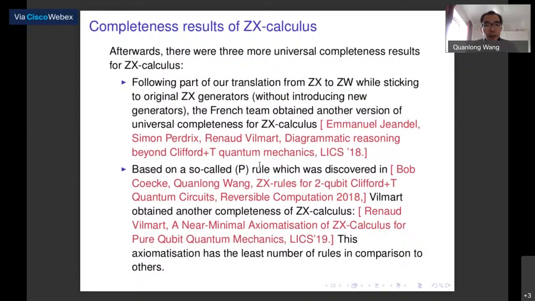After that, using some of our translation from this to ZW, the French team also have a universal completeness proof. The difference is that they only use the traditional generators. They don't introduce any new generators. And also, based on our rule discovered by me and Bob, Wilma obtained another completeness, and this completeness has the least number of rules.